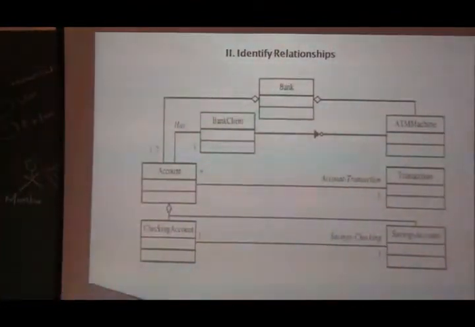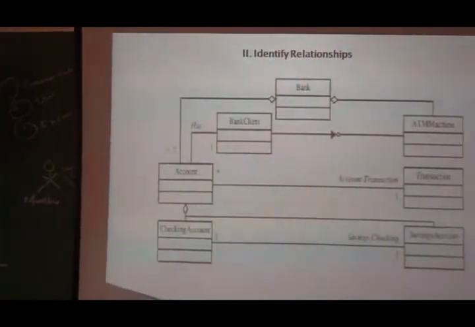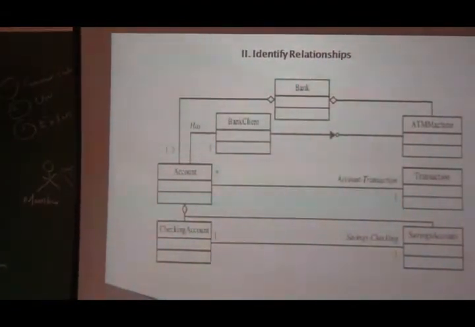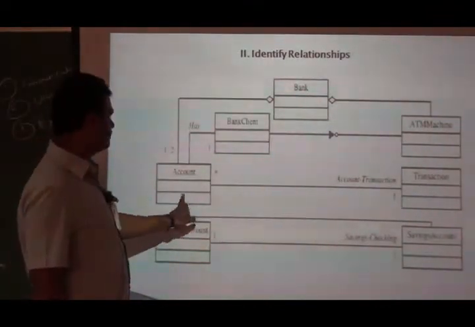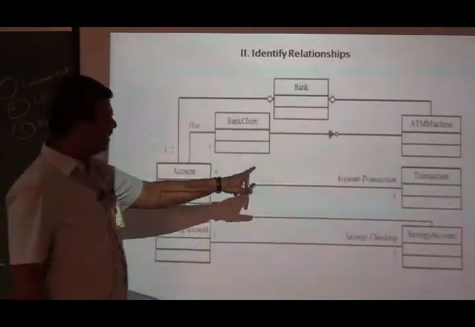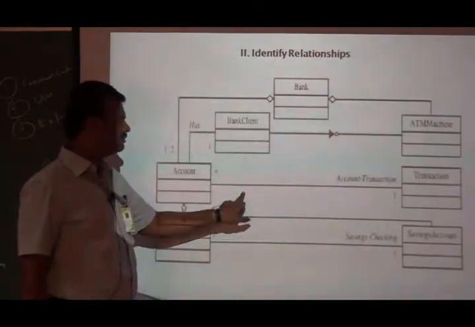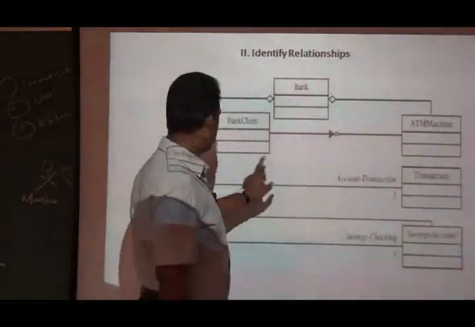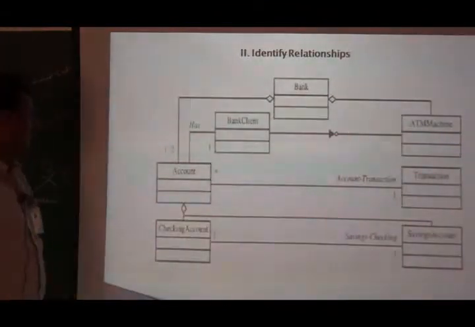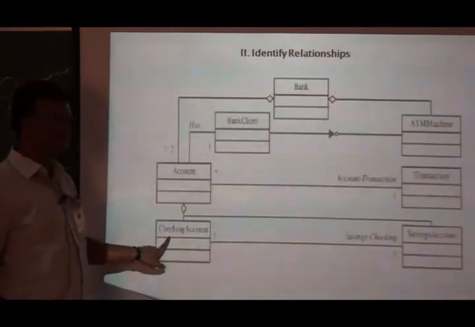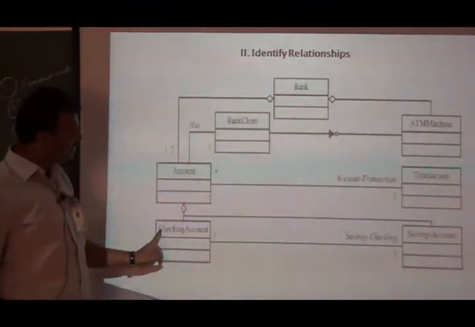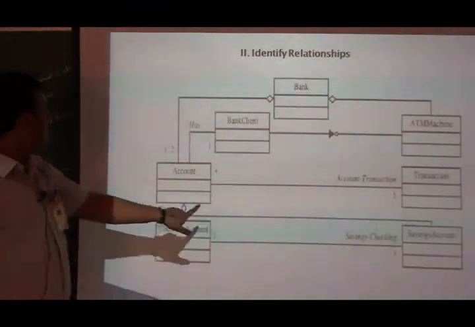Then what are the different types of relationship among the classes? There are 3 types of relationship among the classes: the association, the aggregation, and the super subclass structure. What do you mean by association? For example, a solid path connected between the 2 classes. For example, account and transaction. What is the relationship between the account and transaction? That is the association. Then, the account can be divided into checking account and saving account. That is the super subclass structure.